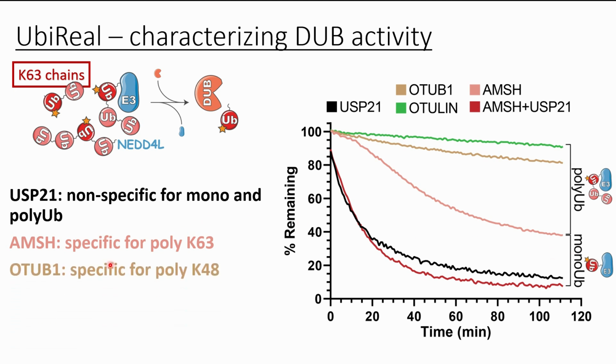And then using a couple of other DUBs as controls, OTUB1, which is specific for K48 linkages, and then OTULIN, which is specific for methionine 1 or linear chains, neither of which should be in our NEDD4L generated pool of substrates. We could see that the signal would not be cleaved, and we would get about 100% signal at the end of the assay still.